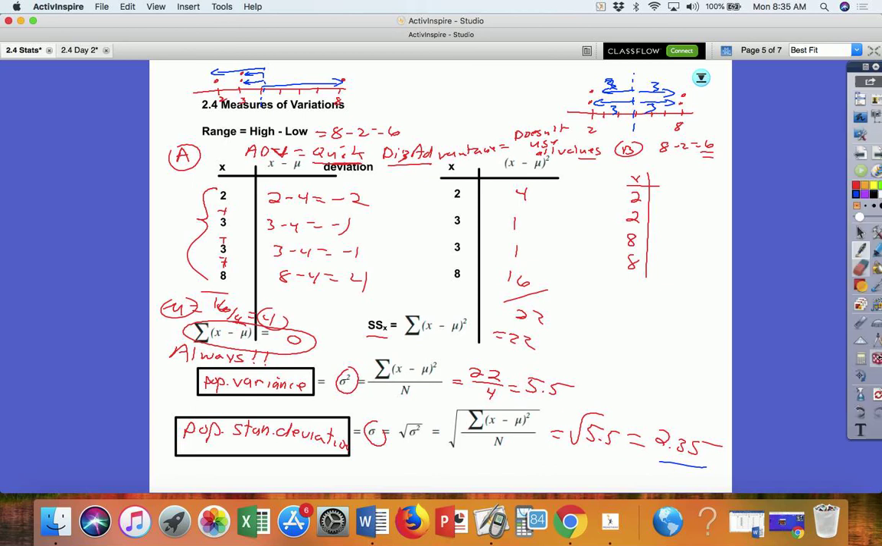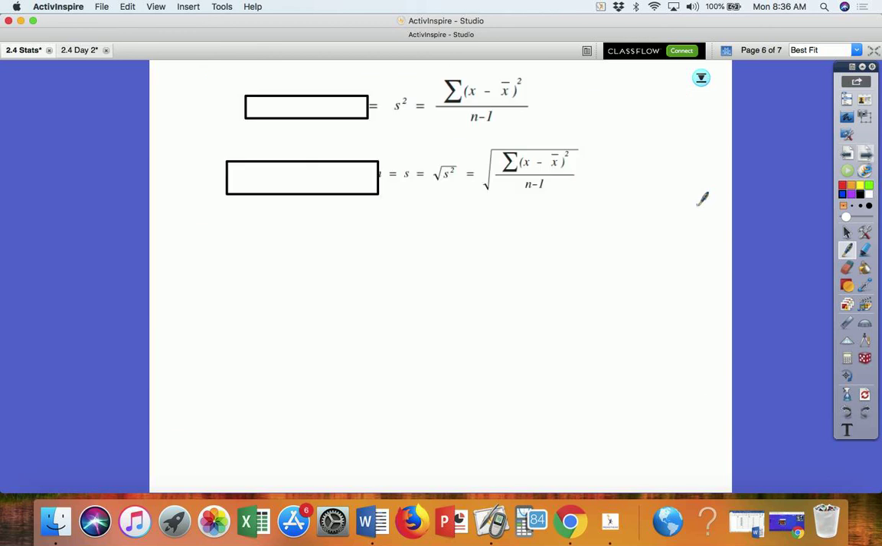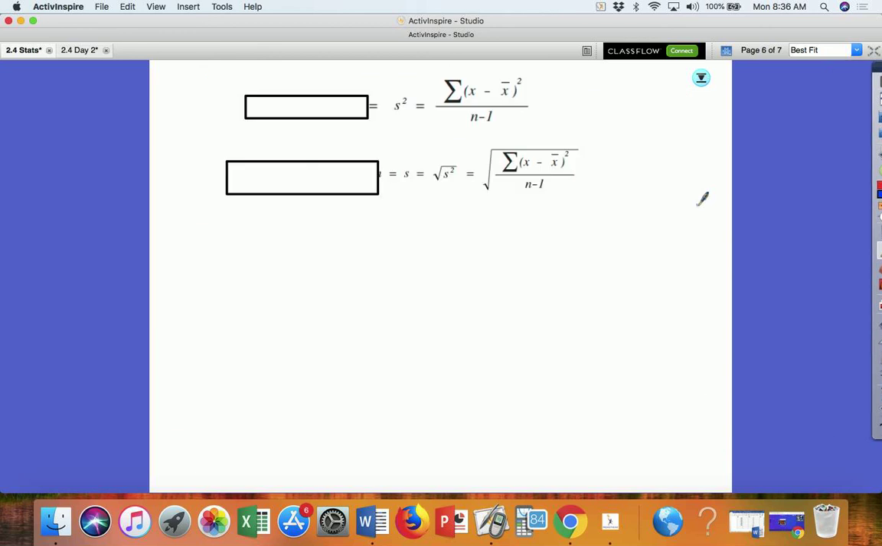Give me a question. Don't be afraid. Now, are there going to be ways that we're going to calculate this later in the year that don't involve doing it by hand? Yeah, but right now you're going to do it by hand.